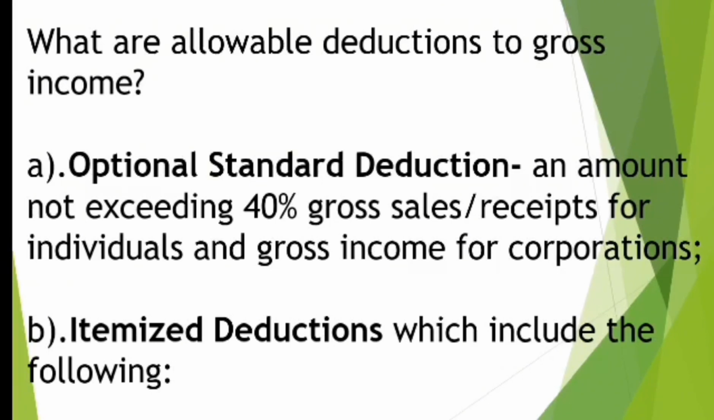Optional standard deduction. Instead of tracking all your expenses with OSD, or optional standard deduction, you can simply declare that 40% of your income is your expense. That means 60% of your income is taxable. This type of deduction shall not be allowed for non-resident aliens engaged in trade or business.